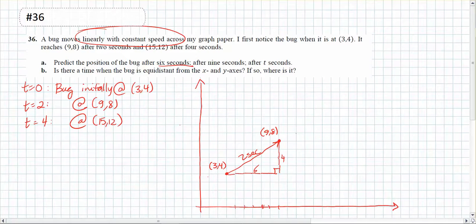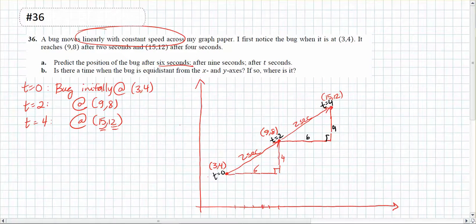And you can repeat that to get to the next point 2 seconds later. So if you went over 1, 2, 3, 4, 5, 6, that actually gets you to 15, and another 4 up gets you to 12. So this one's 15. That's 2 more seconds to get there. And this is at t equals 0, t equals 2, t equals 4.